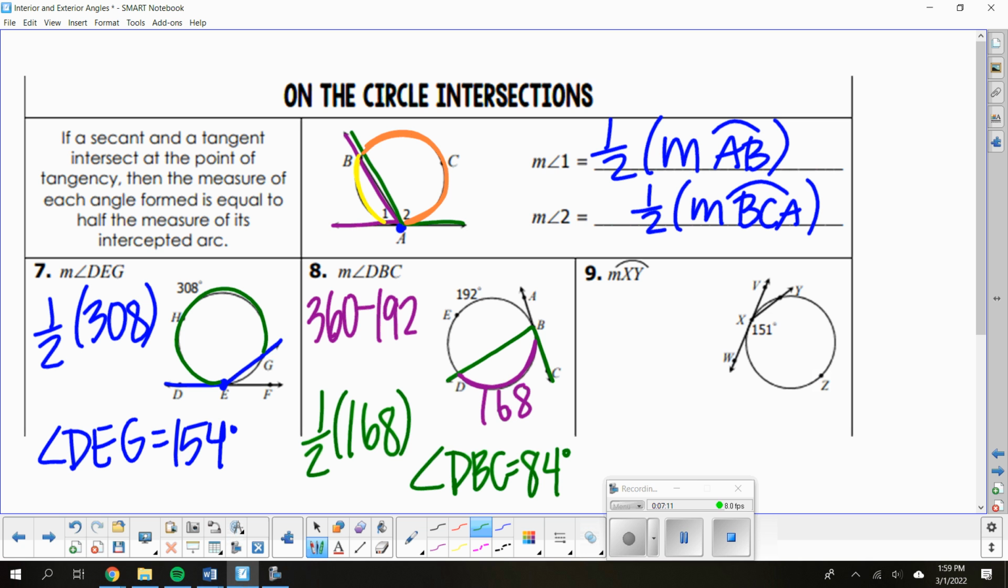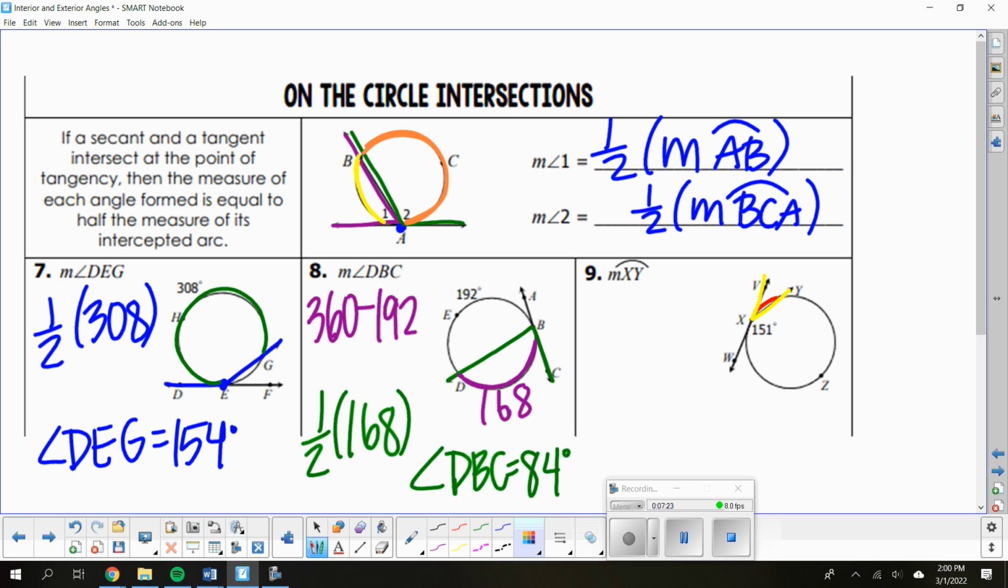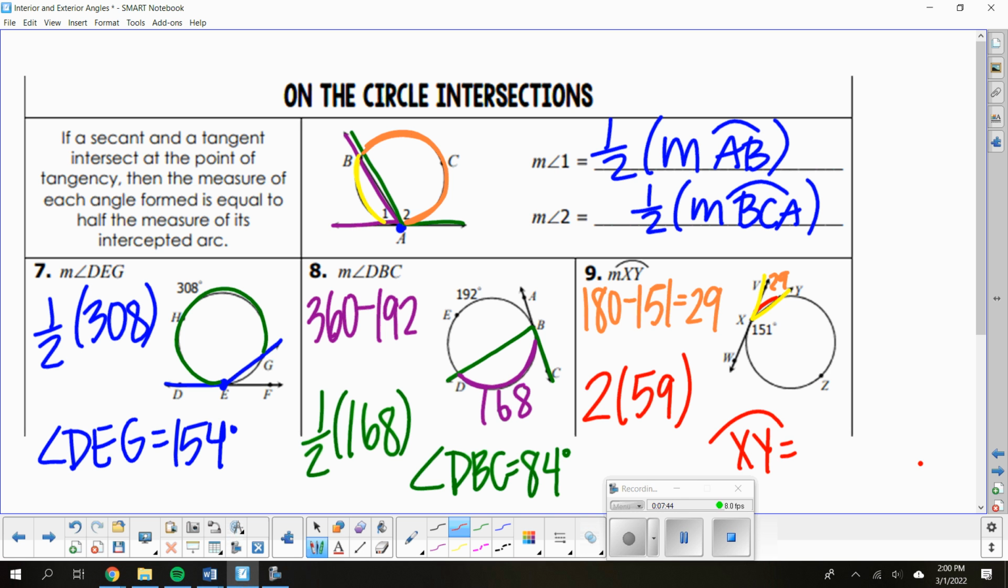I'm asked to find arc XY, which traces back to angle BXY, which I don't have, but I can find it. It is forming a line with the other angle. So 180 minus 151, which gets me 29 is the angle, not the arc. To find the arc, I'm going to take 2 times my angle, which tells me that XY is going to be 58 degrees. Sorry, I had a 59 there instead of 29, so you can change that yourself. But again, on number 9, there's multiple different ways that you can do that.